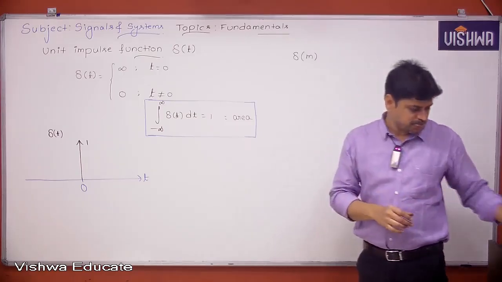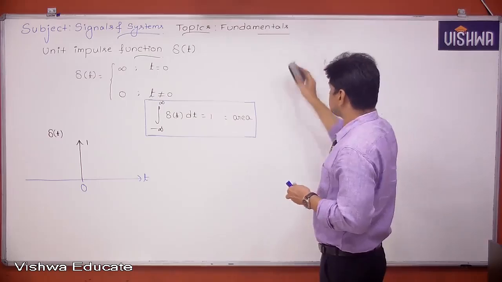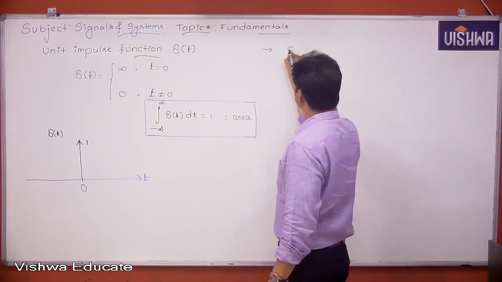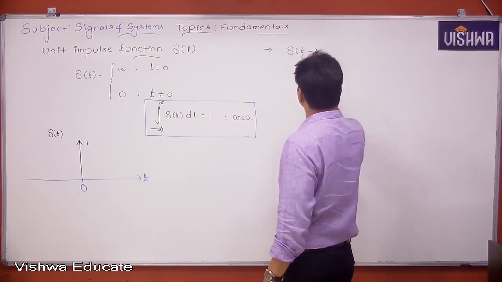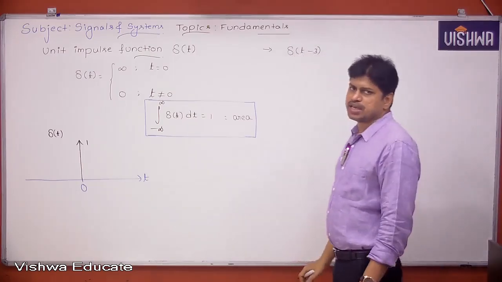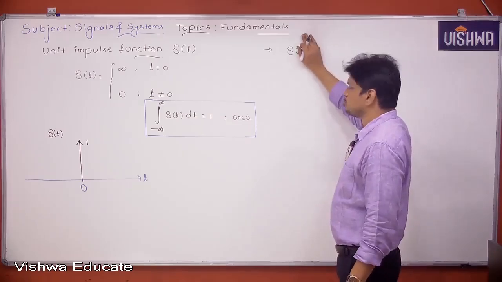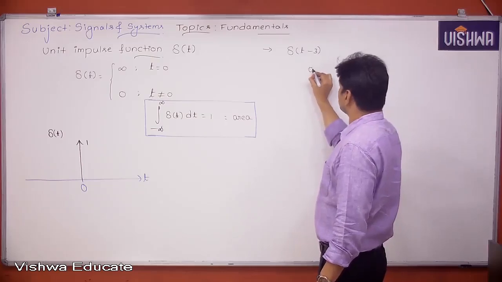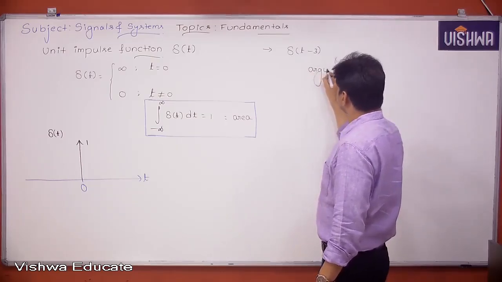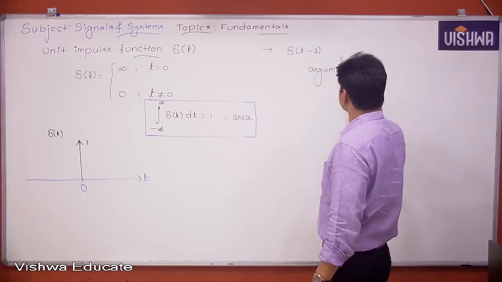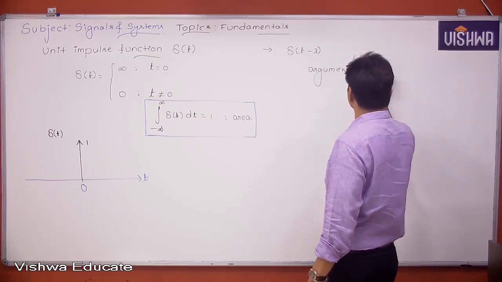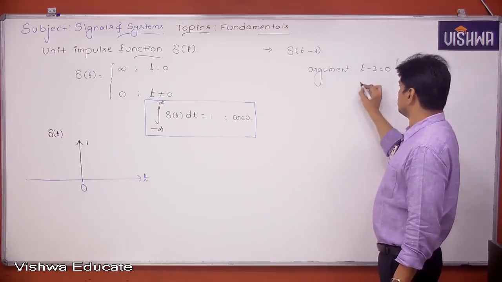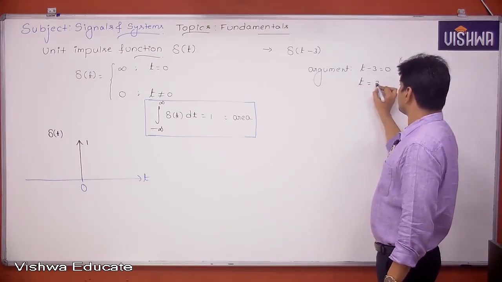Suppose I ask delta t minus 3, where does this impulse function exist? Whenever the argument is 0, then we are going to get an impulse function. What is the argument here? Inside the bracket, that is t minus 3, which has to be 0. That means it is existing at t is equal to 3.